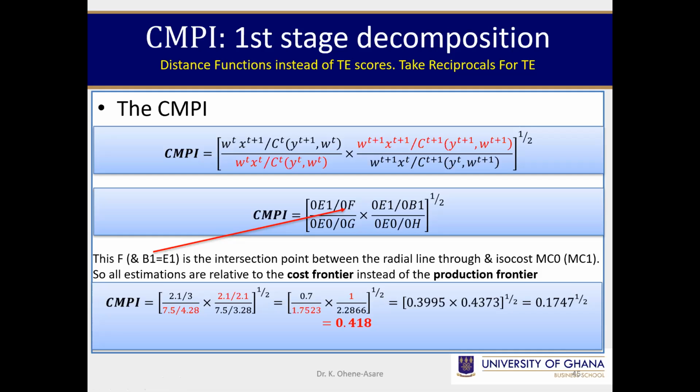Because if you use your eye, you will not get the exact decimals associated with it. And then the rest is a normal simplification, and you take the square root, and that gives you 0.418. Now listen carefully. The cost productivity is equal to 0.418. Take the reciprocal and tell me the score. It is 2.392.